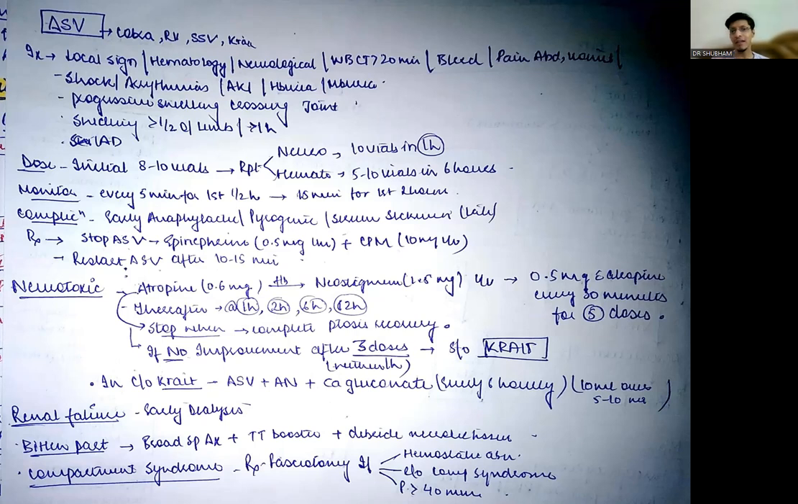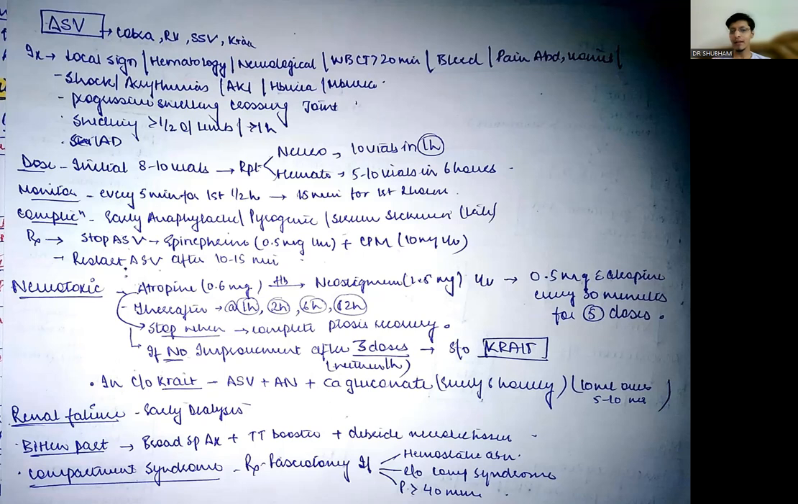Yes, you can clean the area. You can give a tetanus toxoid injection. That is fine because the patient is getting infected from the ground, and there might be spores of Clostridium. Okay, monitoring. You have to monitor every 5 minutes for the first 1 hour, and then every 15 minutes for the first 2 hours. So be with the patient for 6 hours ideally, but if not, at least for 2 hours.